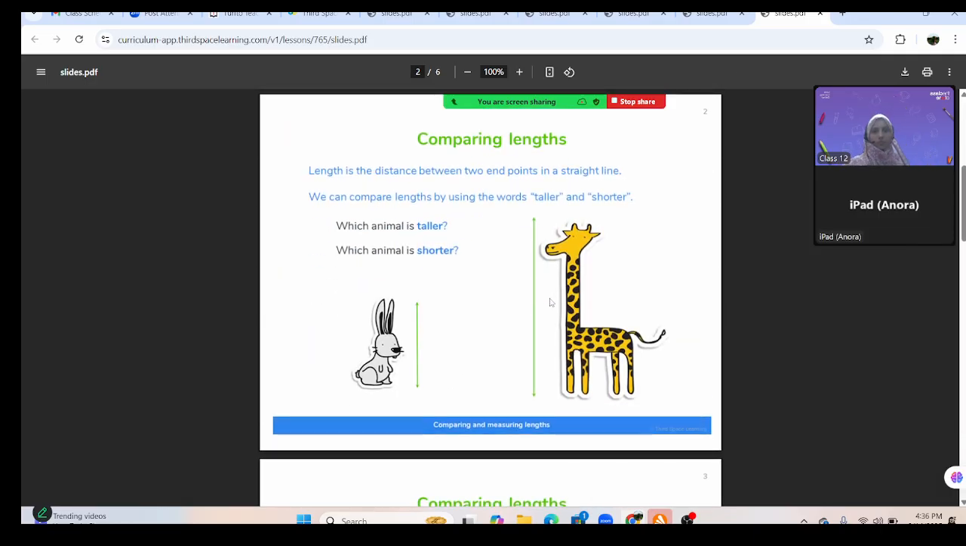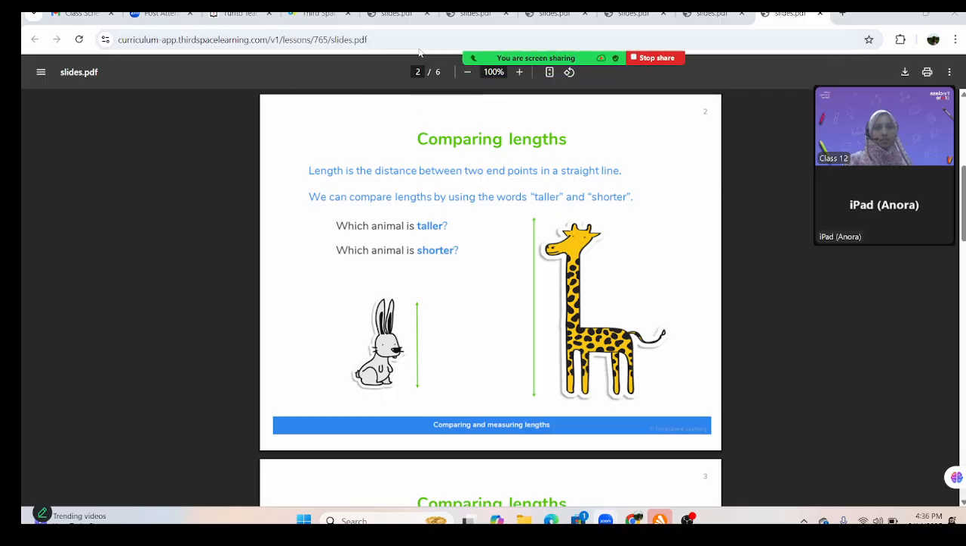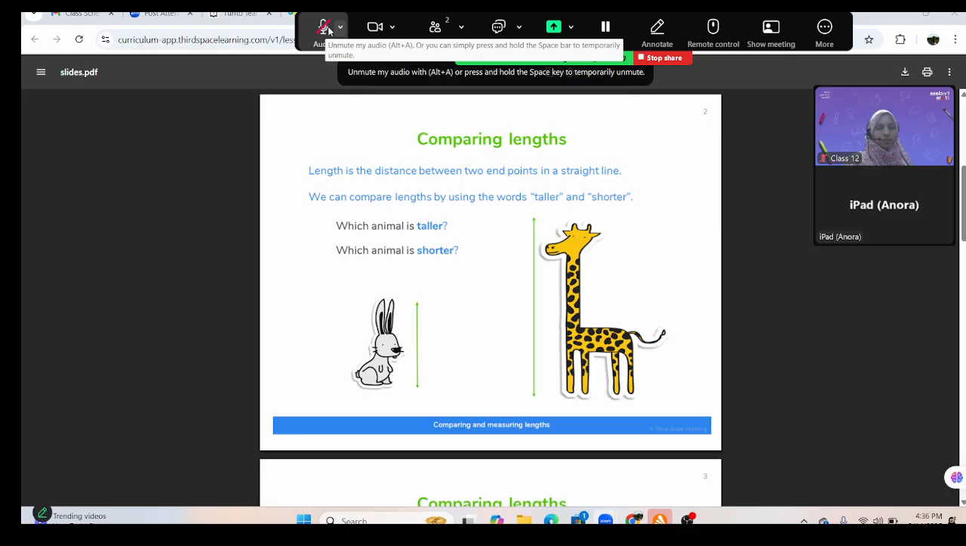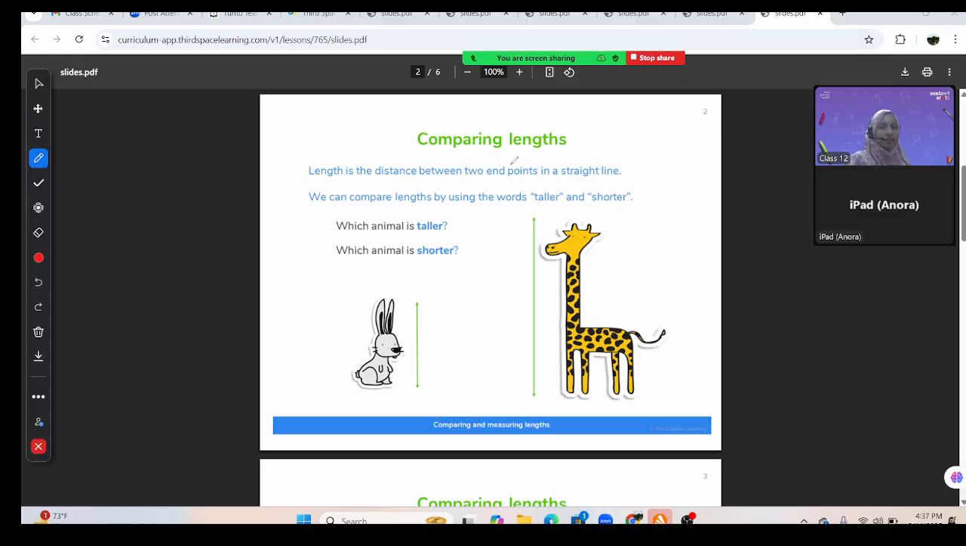Okay. So what is length? What do you think? It's kilometers, centimeters, millimeters, etc. Yes, these are the units to measure length. But what is length? It's like the height of something, or like a distance between two things. Exactly. So length is nothing but distance.